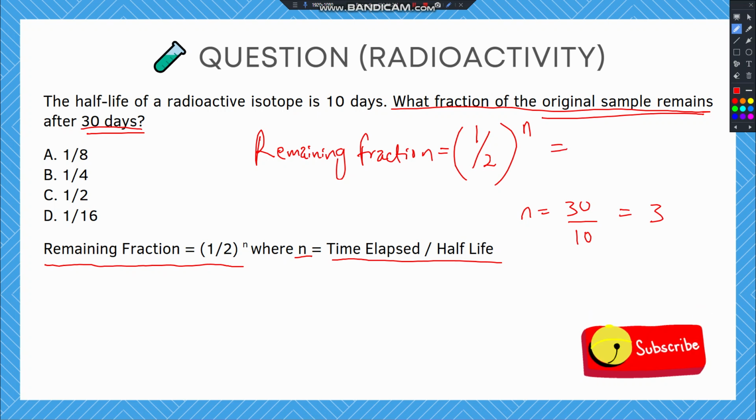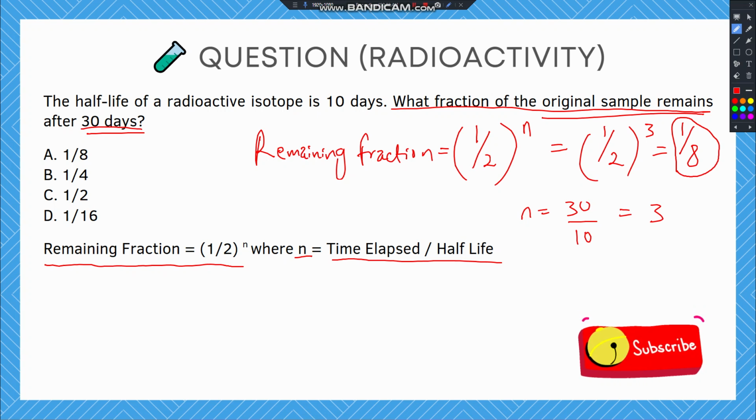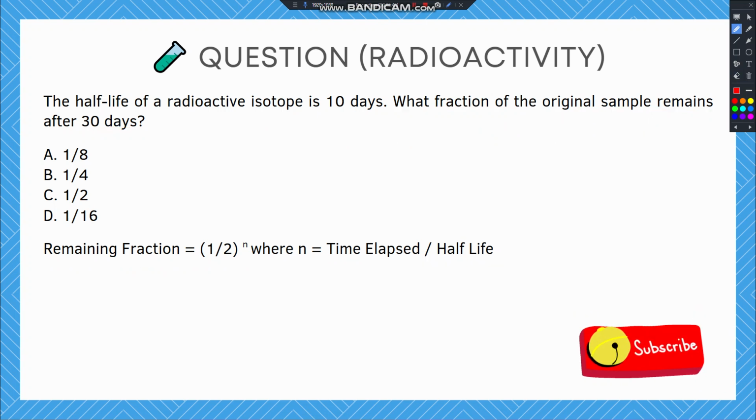So this is equal to 1 over 2 raised to power 3. 1 over 2 raised to power 3 gives us 1 all over 8. This is the fraction of the sample that will remain after 30 days. I'm sure you saw how that step was carried out. We've gotten our final answer. 1 all over 8 is the correct answer.